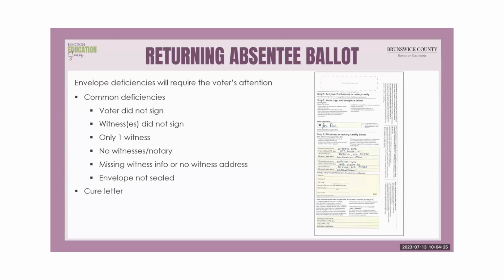An absentee cure certification or cure letter is sent when a voter's signature is missing or in the wrong place on their absentee ballot envelope. For the other deficiencies, the ballot is considered ineligible and will be spoiled. A new ballot is reissued and the voter will receive a new absentee ballot packet.